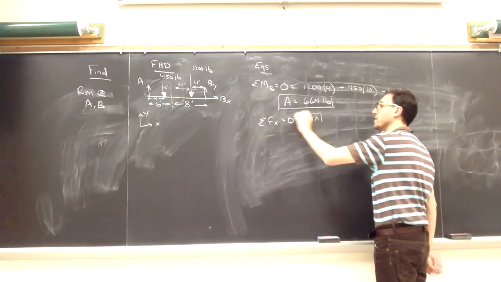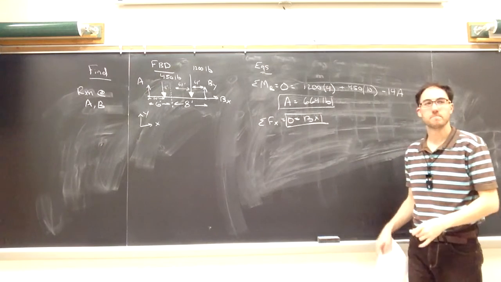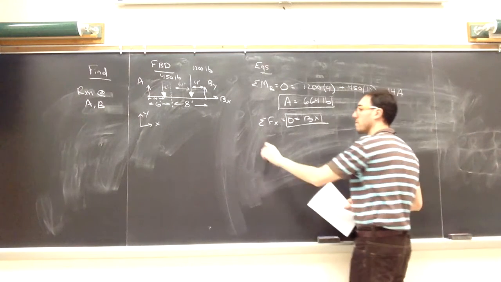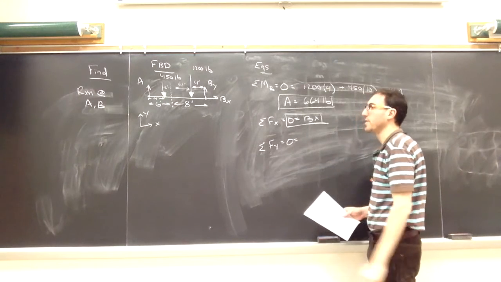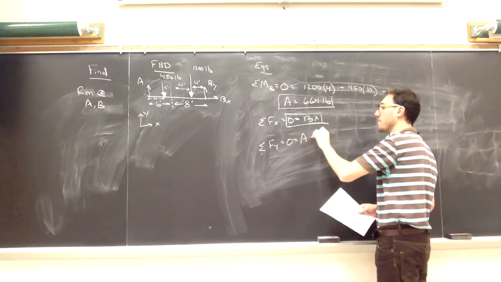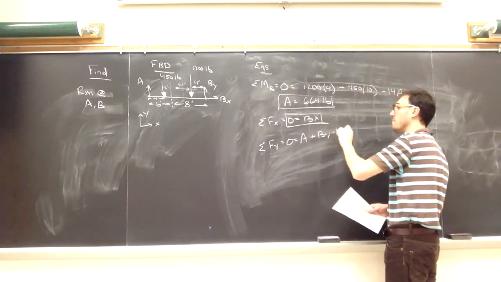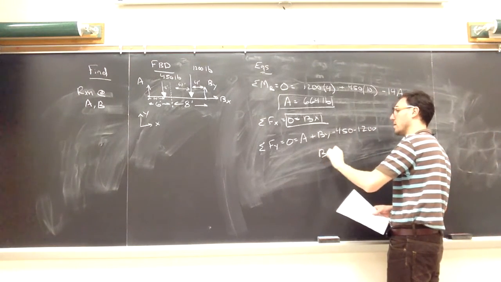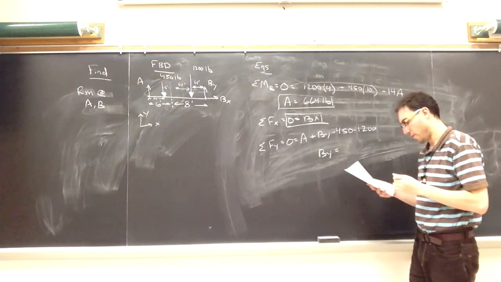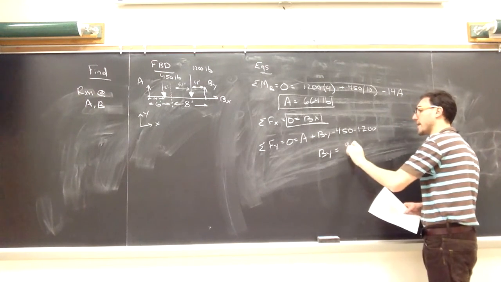In the x direction, I just have Bx. And finally, in the y direction, I'll have my A plus my By minus the 450 minus the 1200. So for By, I'll get 986 pounds.